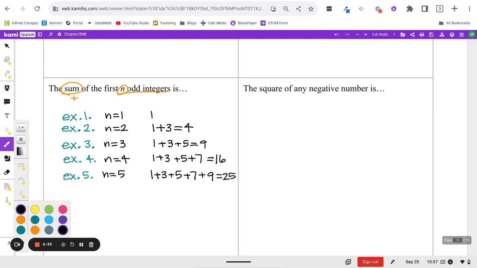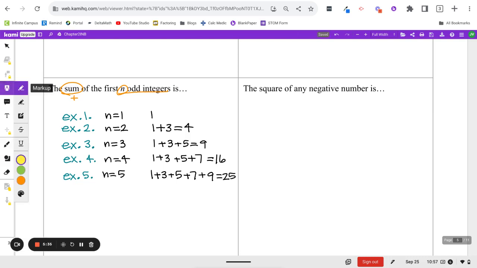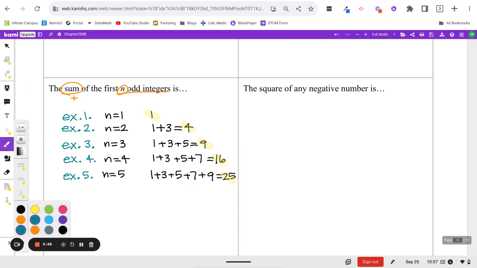Okay? And so now we have to look at the sums, these totals. What's the pattern of these 5 numbers? And some of you are like, Mister, I have no idea. Okay, if you're saying I have no idea, let's do example 6. It's okay to need more than 5. 6. So I need 1 and 3 and 5 and 7 and 9 and 11, and that's 36.